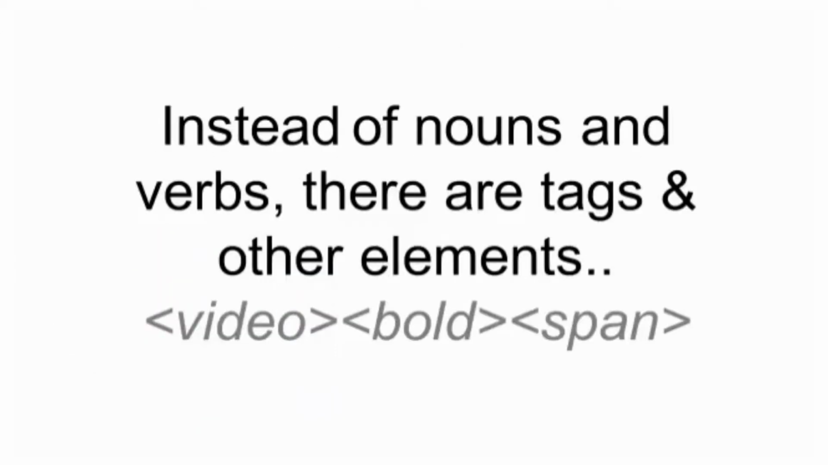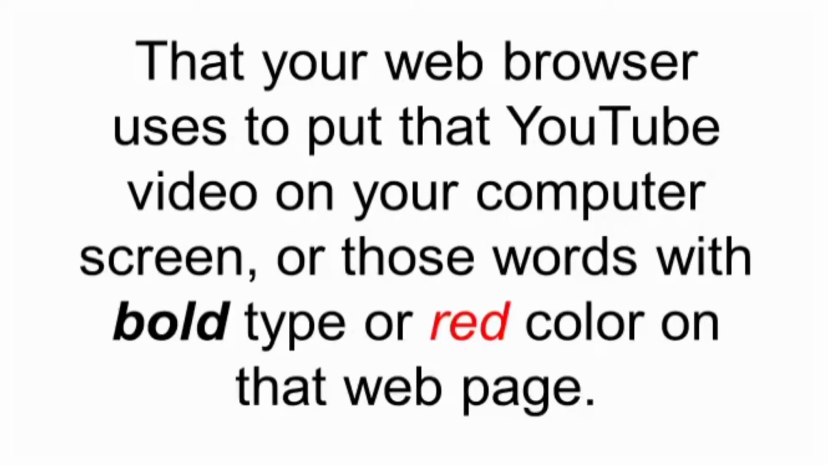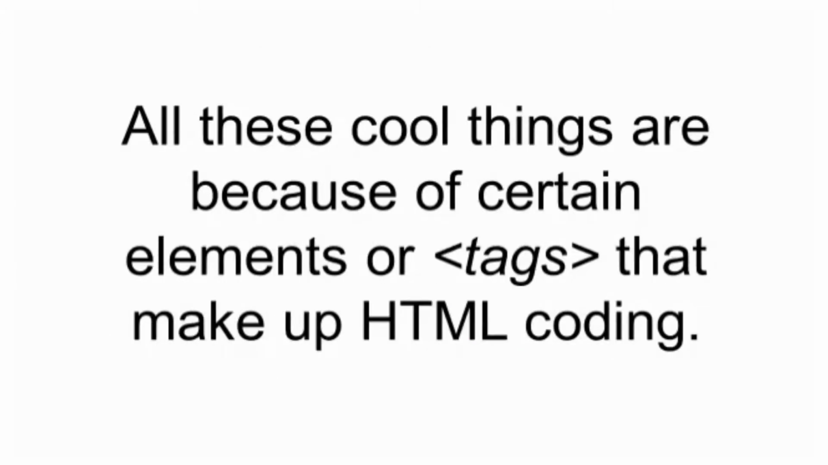Instead of nouns and verbs, there are tags and other elements that your web browser uses to put that YouTube video on your computer screen, or those words with bold type or red color on that web page. All these cool things are because of a certain element or tag that makes up HTML coding.